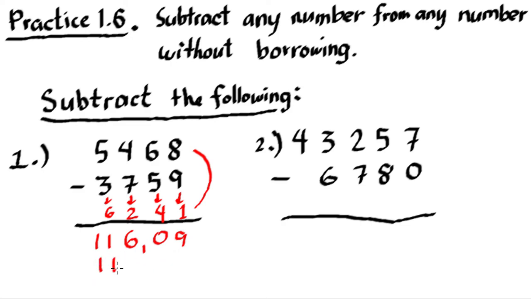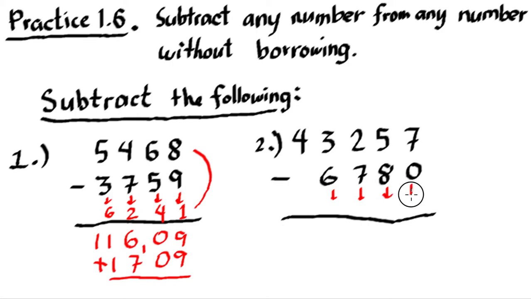So let's clean this up. We have 1, 1, 7, 0, 9. And by the last part, we're going to cancel the first digit, and this is our answer, 1,709. Okay, and that was the answer shown in the last video. Let's proceed to number 2. So we have 43,257 minus 6,780.